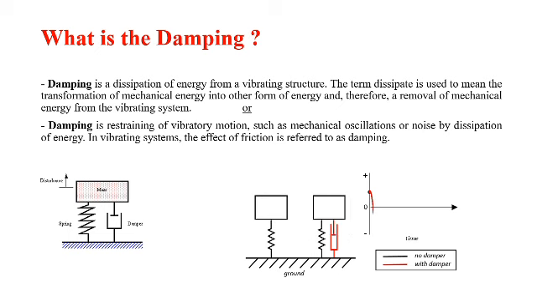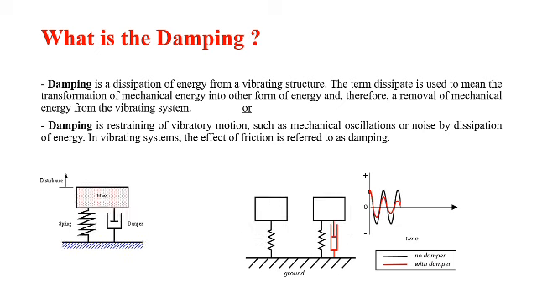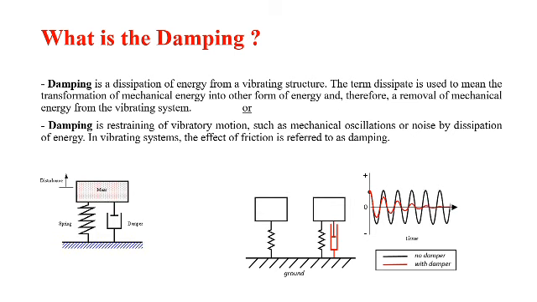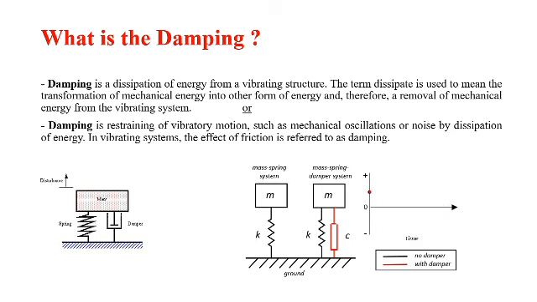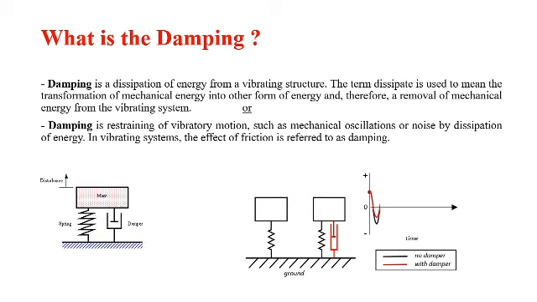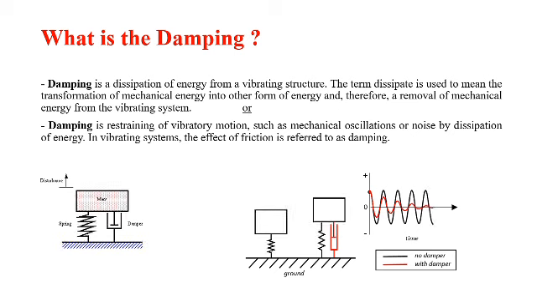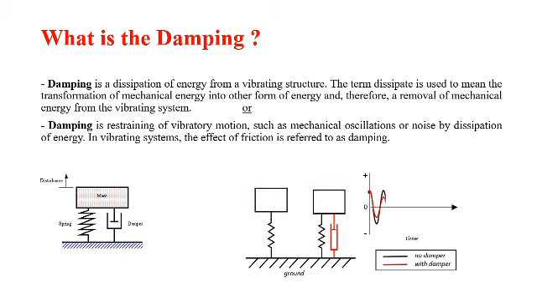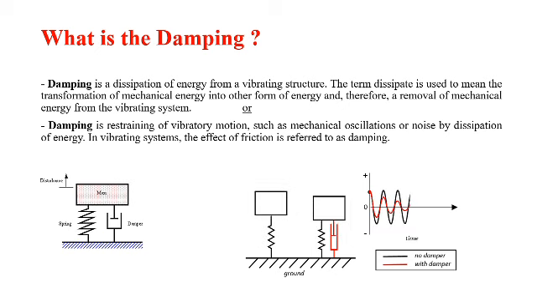Damping is the dissipation of energy from a vibrating structure, or damping is restraining of vibratory motion such as mechanical oscillations or noise by dissipation of energy. Damping generally we can call the resistance to the vibration or dissipation of energy from a vibrating structure.